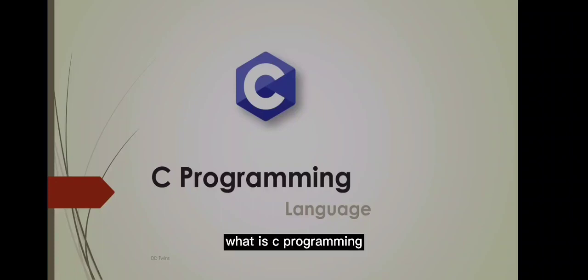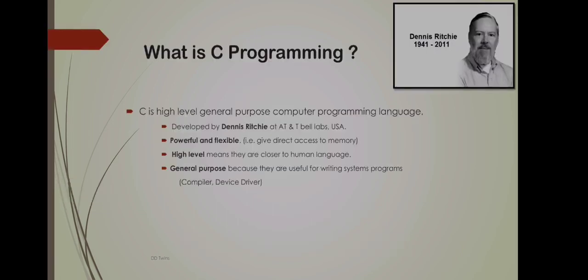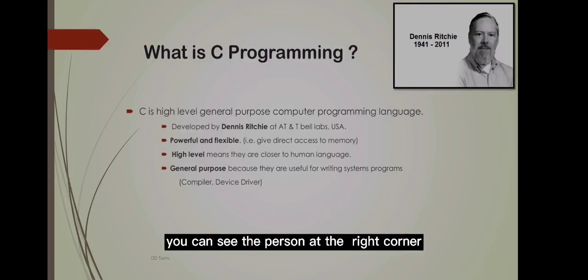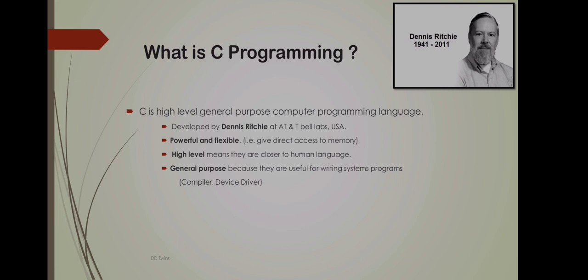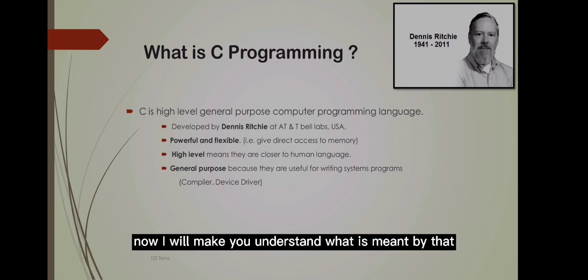What is C programming? C is a high-level general-purpose computer programming language, which was developed by Dennis Ritchie. You can see the person at the right corner. He developed it at AT&T Bell Labs, USA. And whenever it comes to C programming, it's powerful and flexible, which means that it gives direct access to memory. Now, I will make you understand what is meant by that.